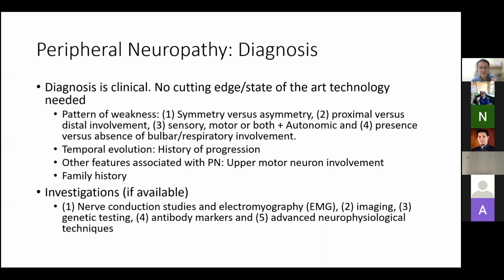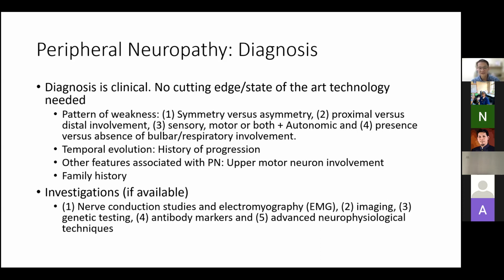You ask for the history of progression, which is what I call temporal evolution. It is something which is very important to determine the urgency of the peripheral neuropathy. So you look at other associated features, whether there's any upper motor neuron involvement or any family history. But of course, if available, you can conduct some tests, for example, nerve conduction test, EMG, or even some special imaging, ultrasound, MRI, to see whether this patient has peripheral neuropathy. You can do genetic testing, send some antibodies if you want to, or use any advanced neurophysiological technique.